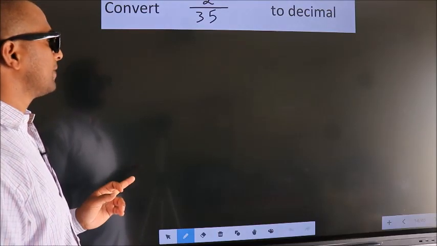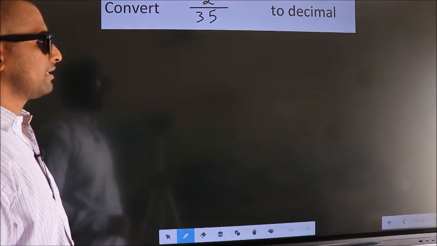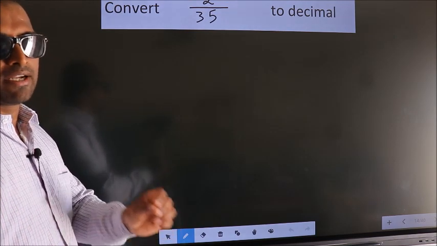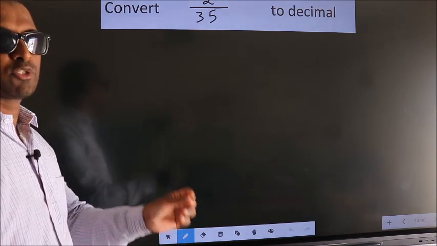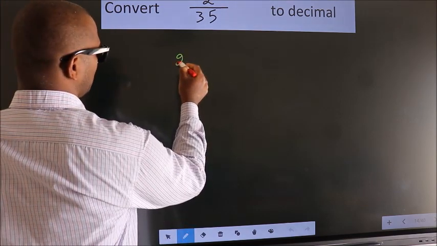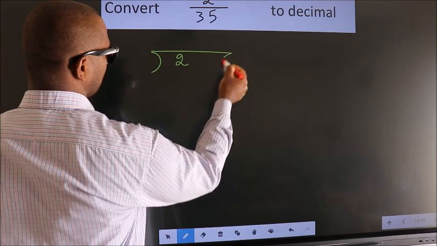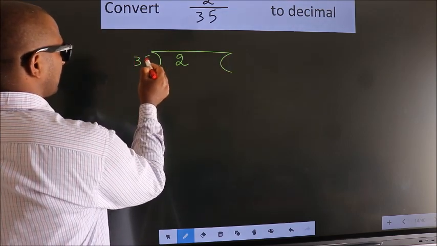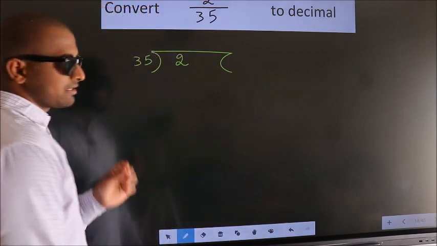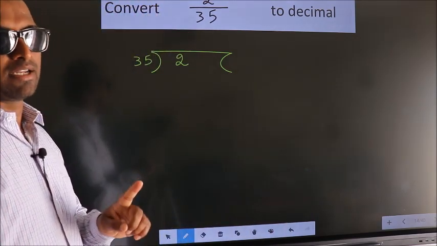Convert 2 by 35 to decimal. To convert this to decimal, we have to divide, and to divide we should frame it in this way. 2 here, 35 here. This is your step 1.